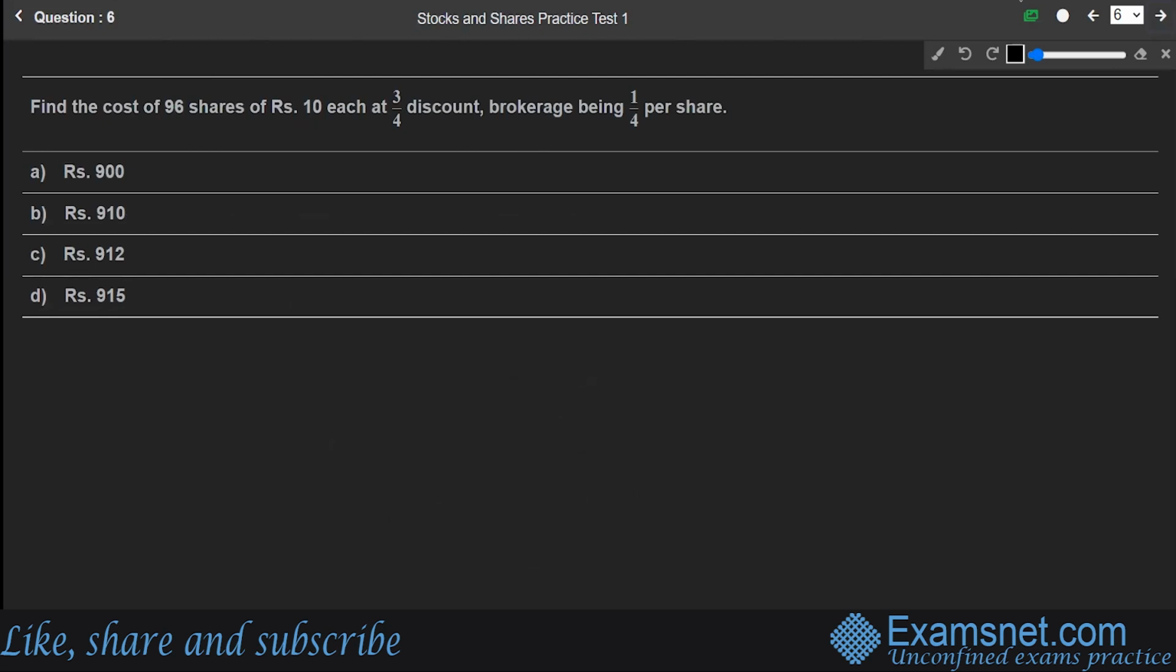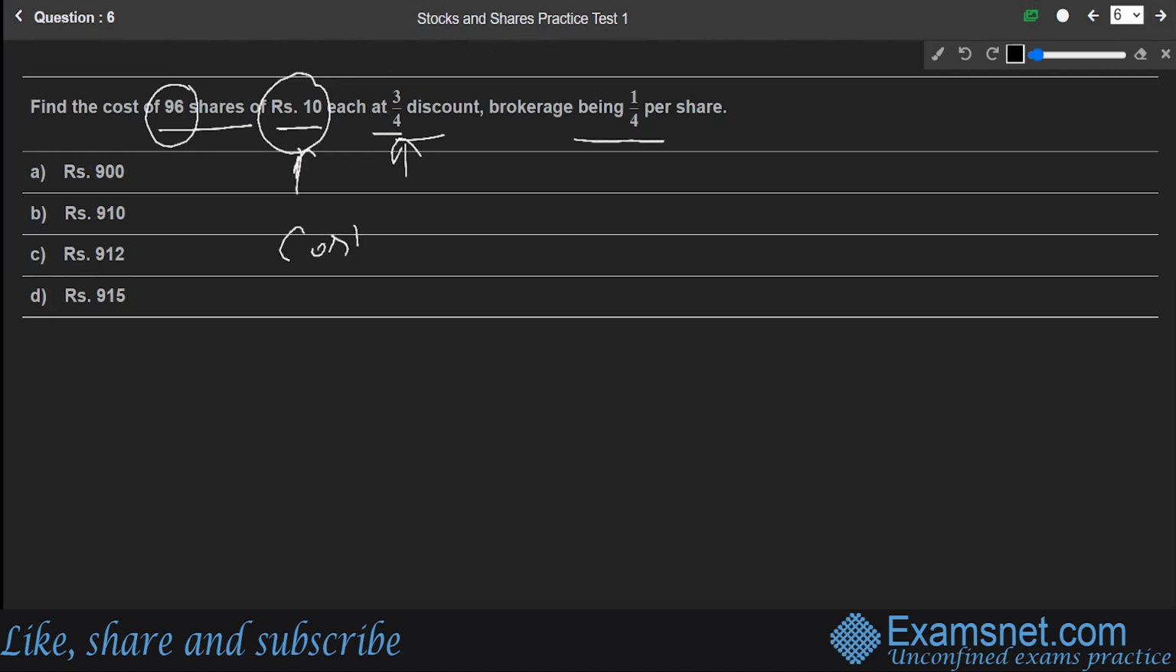Now, find the cost of 96 shares of rupees 10 each at 3 by 4 discount, brokerage being 1 by 4 per share. So the total number of shares is 96. Each share's value is given as rupees 10. Discount is 3 by 4 per share, and brokerage is 1 by 4 per share. We have got a formula for this. That formula we already used in the first question itself. We can use it again.